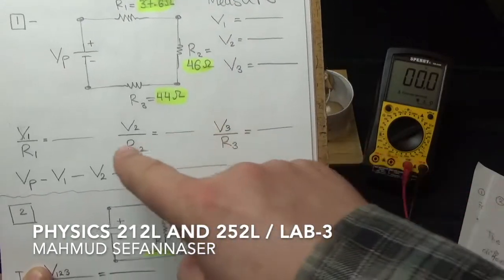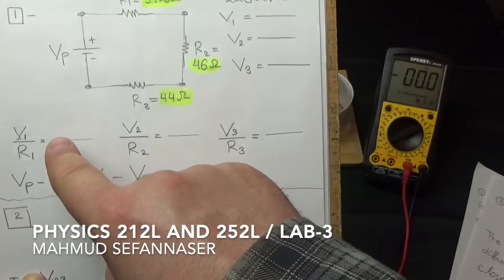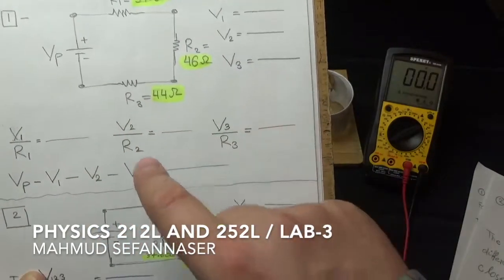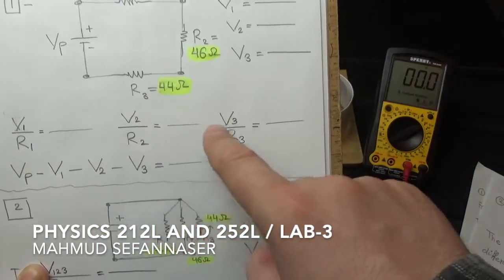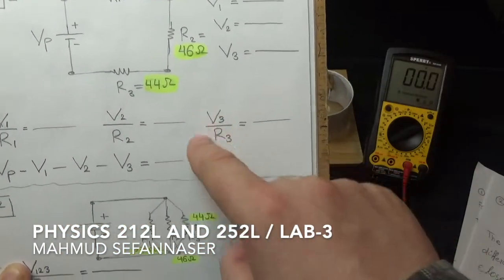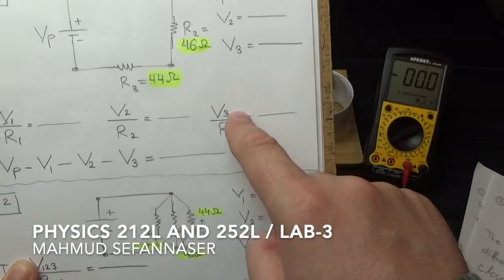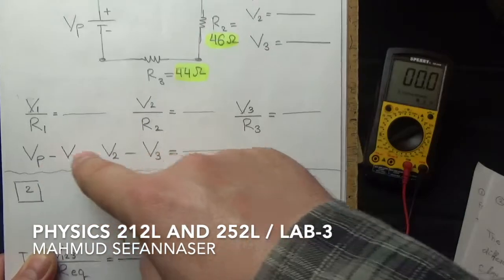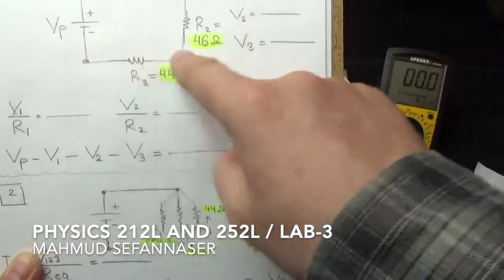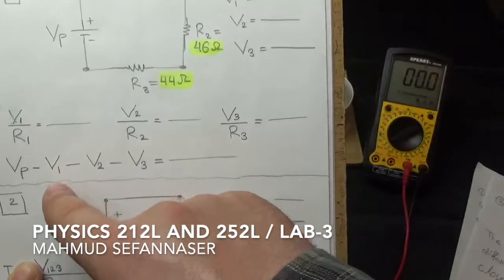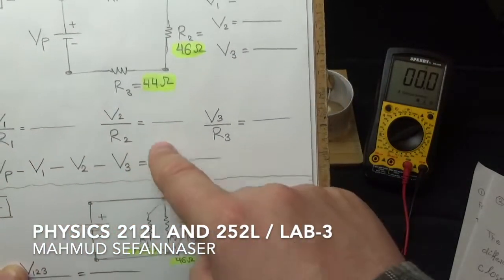And then we are going to find the current, and just check that the current should be the same here. So we'll divide V1 over R1, V2 over R2, and V3 over R3. Here we are applying Ohm's law. Perfect. And then we need to make sure that Kirchhoff's second law is working well with our circuit here. So we will subtract V1, V2, V3 from VP and see the result.